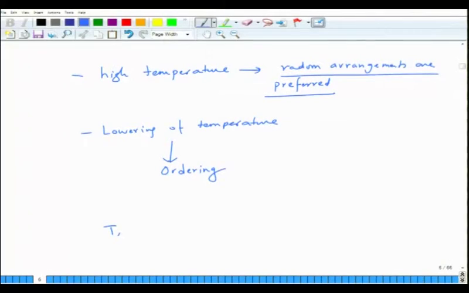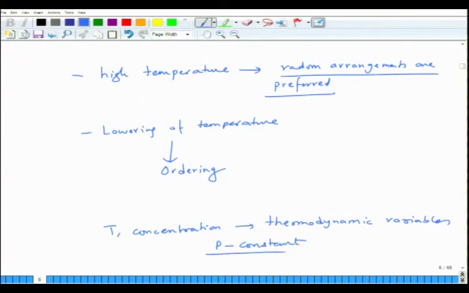So thermodynamic variables are temperature, concentration. So these are thermodynamic variables. Of course, pressure is also a thermodynamic variable, but in most metallurgical processes, at least these kinds of processes, pressure is kept as a constant.